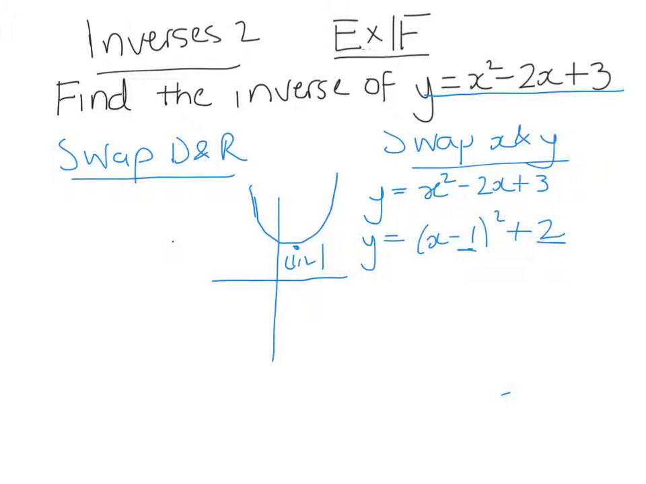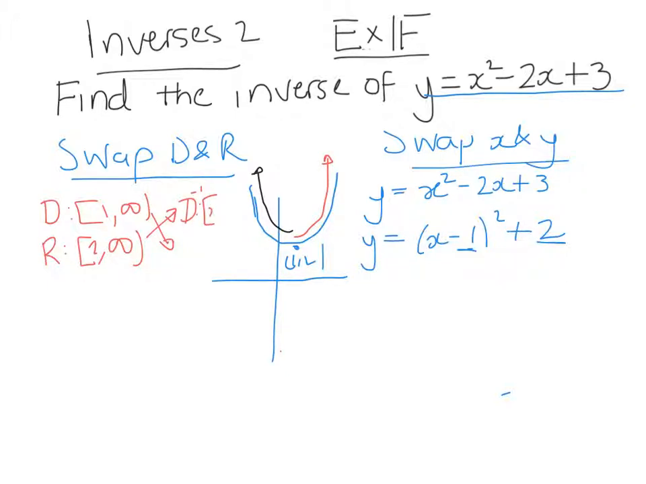So we have two choices that we can make. We can find the inverse of this part here by restricting the domain, or we can find the inverse of this part here also by restricting the domain. So there are two inverses. If we find the inverse of the red part, the domain would be from 1 up to infinity, and the range would be from 2 up to infinity. The domain of the inverse would be from 2 to infinity, and the range of the inverse would be from 1 to infinity.